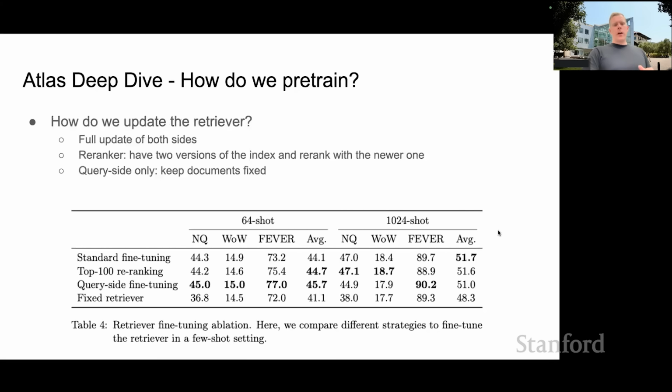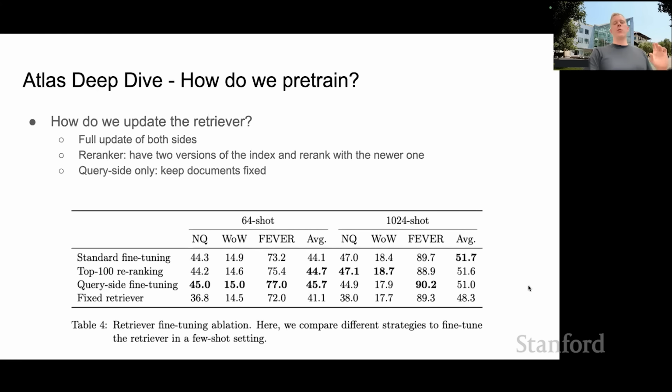And then the next final question that they look into, going back to what we talked about, is how exactly do we update this retriever? Do we have to update the document encoder, or do we have to do some sort of re-ranking, or do we maybe just update the query? And quite surprisingly, I think they find that just updating the query, like in the original RAG paper, is actually already basically good enough in many cases. So that's nice because it's much more efficient if you don't have to update your documents all the time.